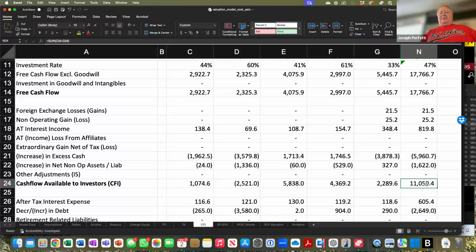Okay. So first, they generated $46 million worth of FX losses and non-operating gains and losses on FX. Trivial. Primarily, they made $819 million worth of interest income. What's helping your CFI? You make profit, adds to the cash you can pay out. They bought $1.6 billion of non-operating assets. I don't know what they bought, but I do know they bought something.